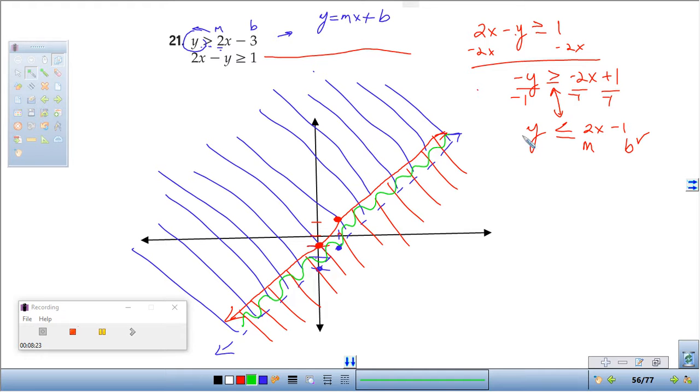Guys, make sure you remember. Key thing, you cannot forget that when you divide by a negative, the inequality switches. Make sure you know that. When you divide by that negative, the inequality switches. Why did it switch? Again, because I divided by a negative. All right?